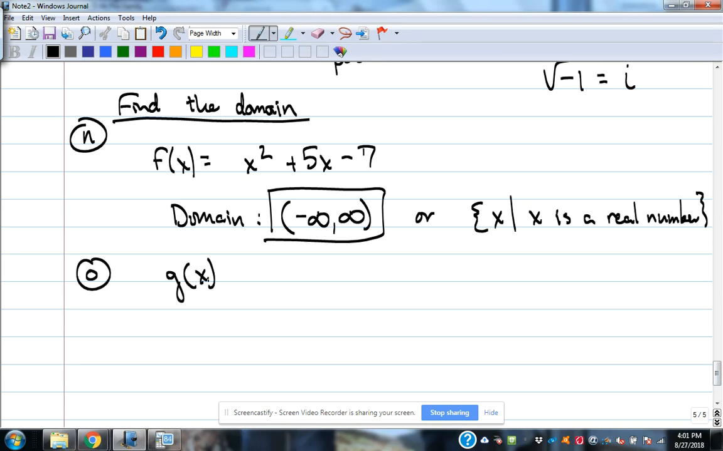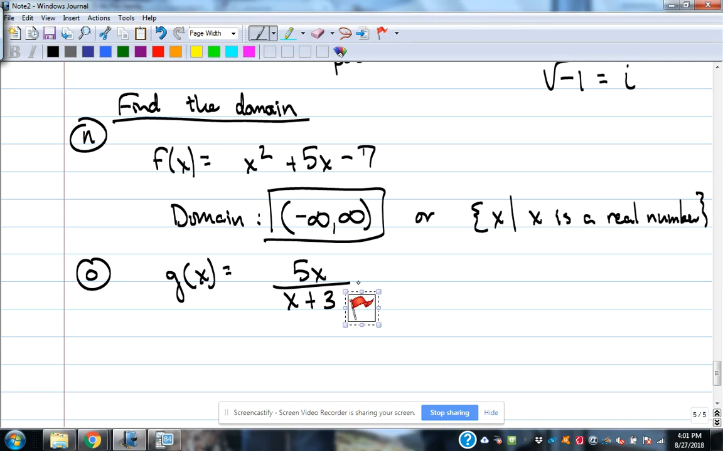So g of x equals 5x over x plus 3. Again, we're finding domain. That's all we're doing here. Just find the domain of this function. Now, red flags that could exist: x is in the denominator. Is there a denominator to this problem? Yeah, we got a fraction that's got an x plus 3 in it. There's an x in the denominator. There's the red flag. We got a red flag right there.